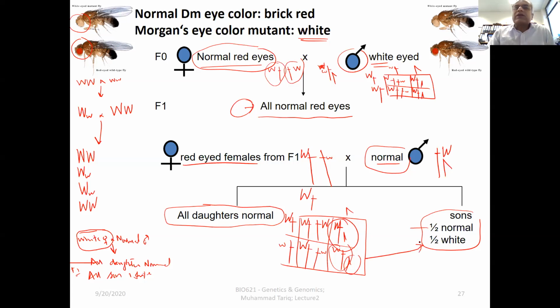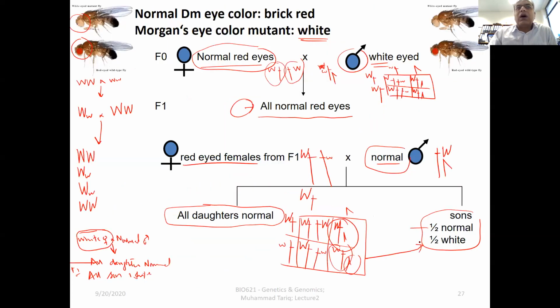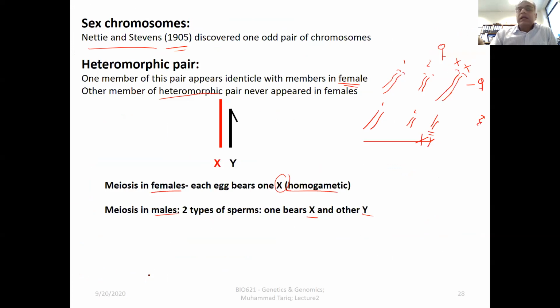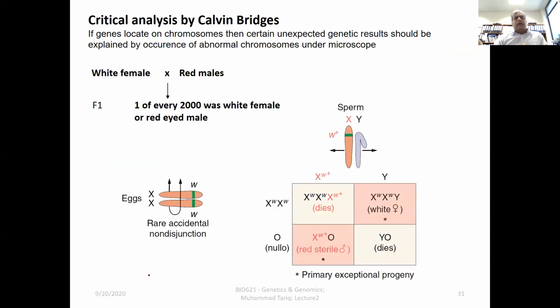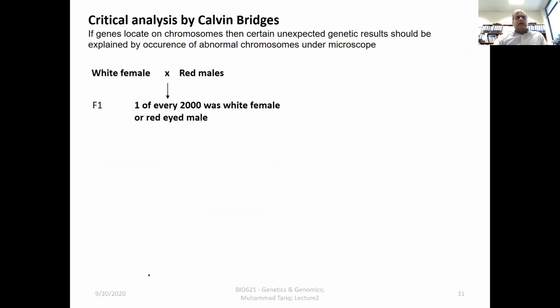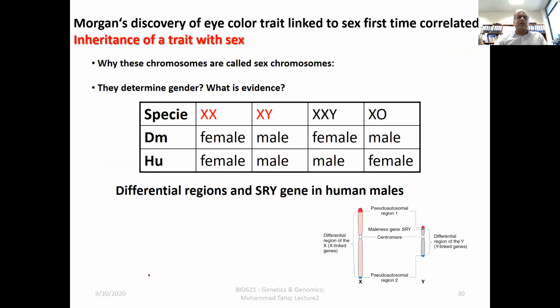So they solved this, and you can now also answer why it happened when they used white-eyed females and normal males, why they got all daughters normal and all sons white. So this led to the discovery of sex chromosomes.